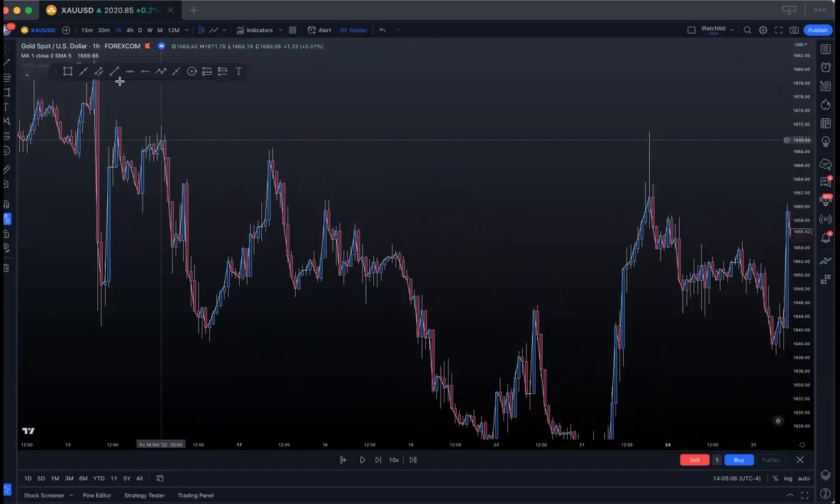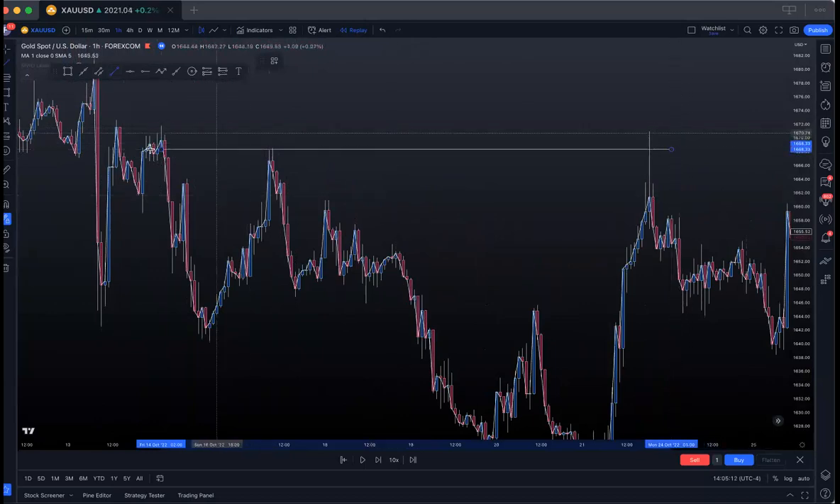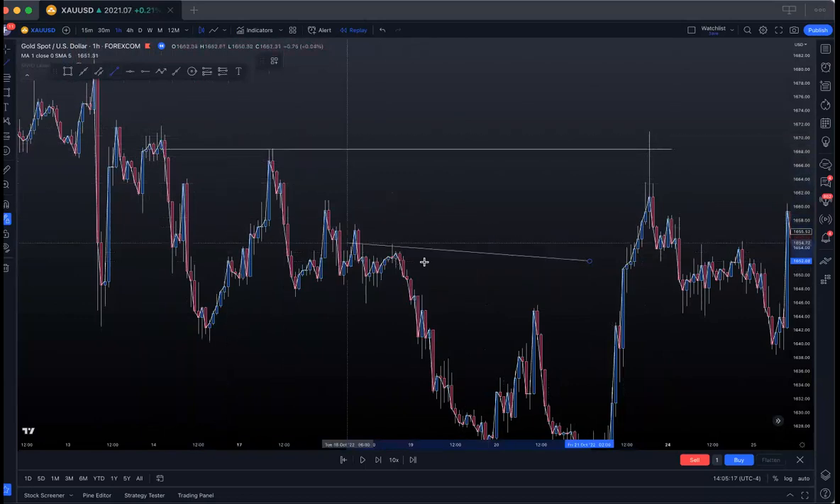So this is the breakout right here. Tap, test, test there.